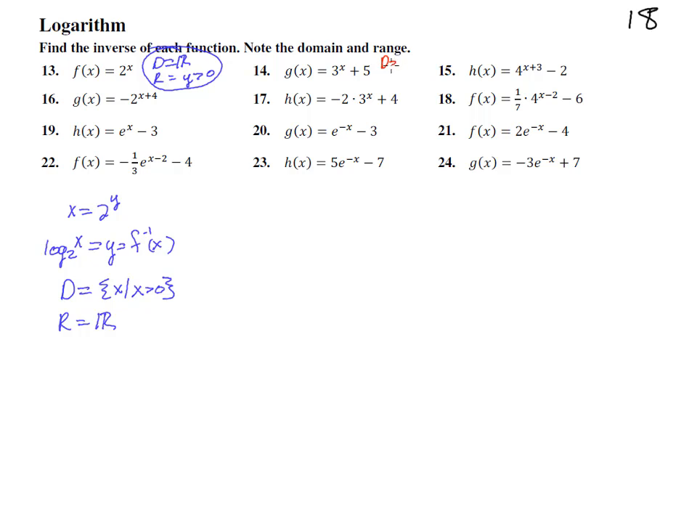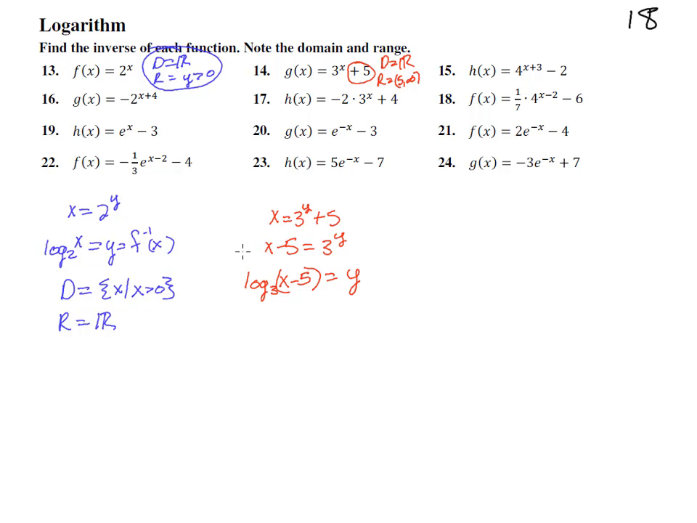Its domain was all real numbers, and its range was everything bigger than that horizontal asymptote 5. So it was from 5 to infinity, or y is bigger than 5. So let's switch the x and y places, and we get x equals 3 to the y plus 5. Now let's solve for y. Subtract 5 from both sides, and we get x minus 5 equals 3 to the y, and then we undo the exponential with a logarithm. So we get log base 3 of x minus 5 equals y.